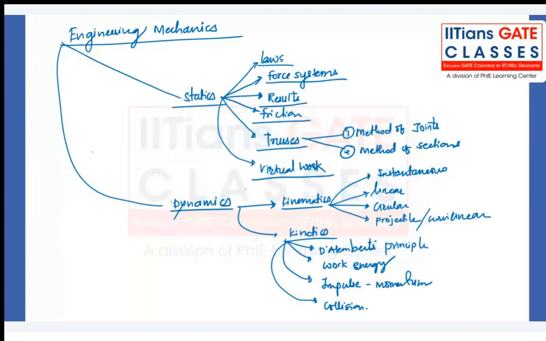And at the end we studied Lagrange equation. In Lagrange equation we have understood what the Lagrange approach is.